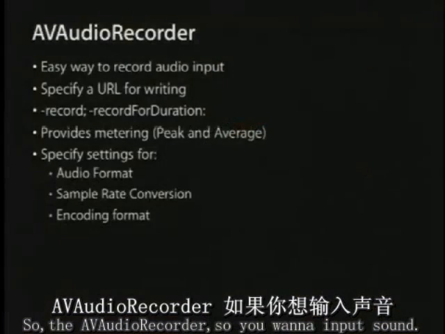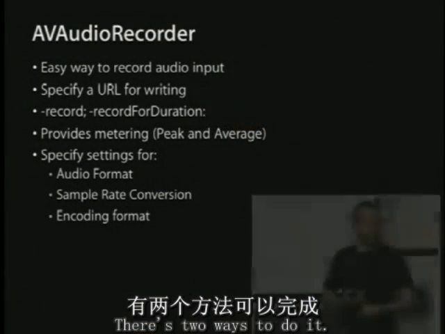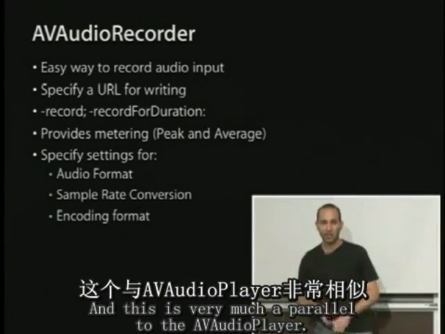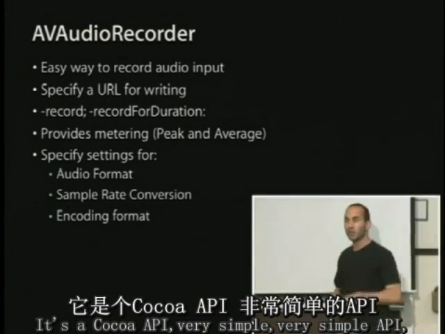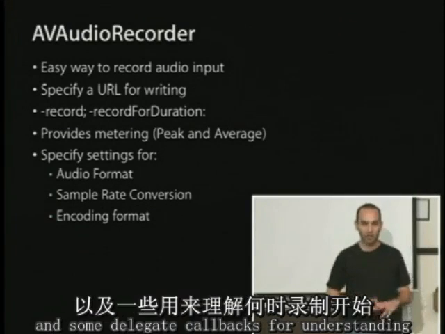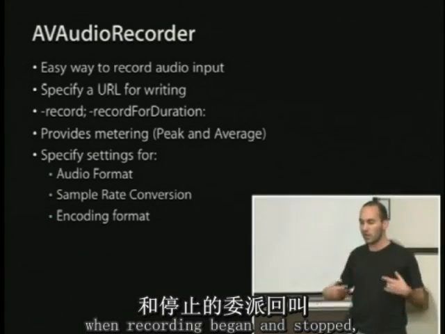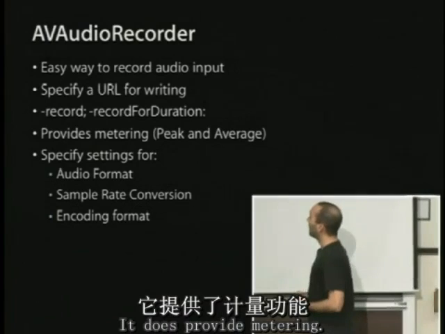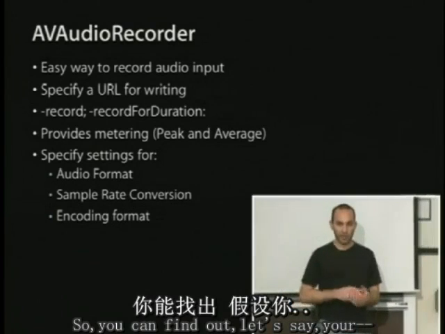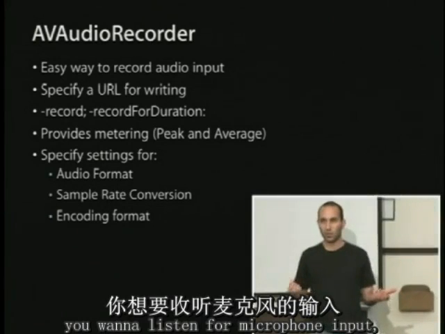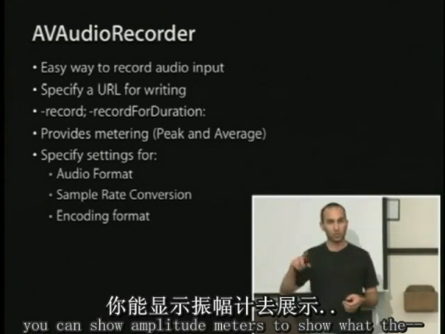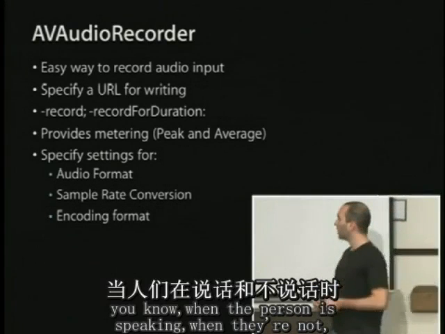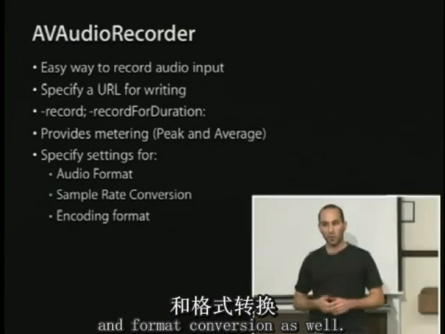So the AV audio recorder. You want to input sound. There's 2 ways to do it. The first way is with AV audio recorder, and this is very much a parallel to the AV audio player. It's a Cocoa API, very simple API, and some delegate callbacks for understanding when recording began and stopped, and when you got interruptions. It does provide metering, so let's say you want to listen for microphone input, you can show amplitude meters to show when the person is speaking, when they're not. And it does sample rate conversion and format conversion as well.